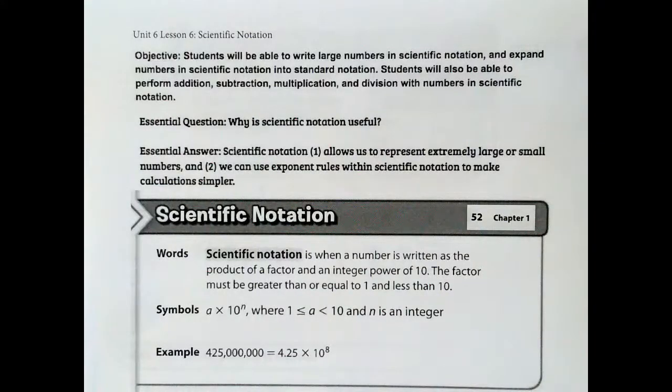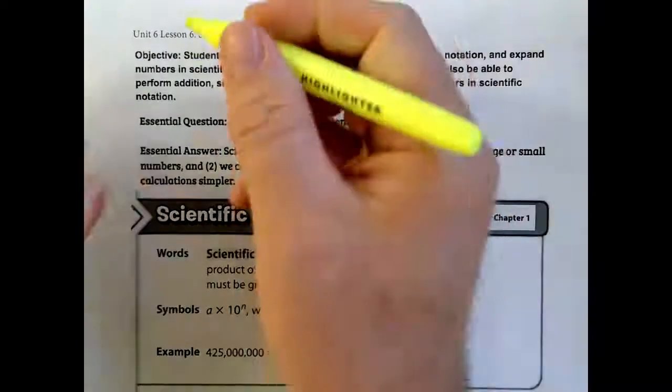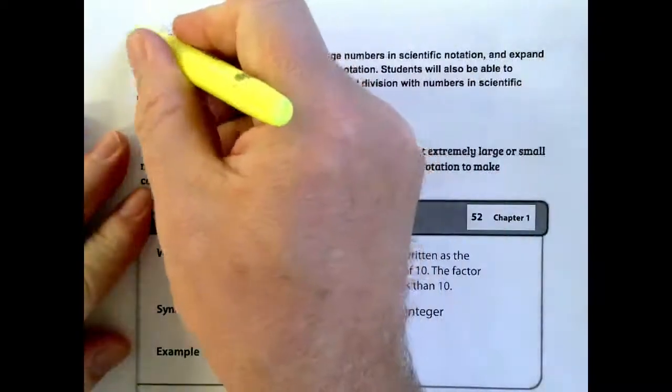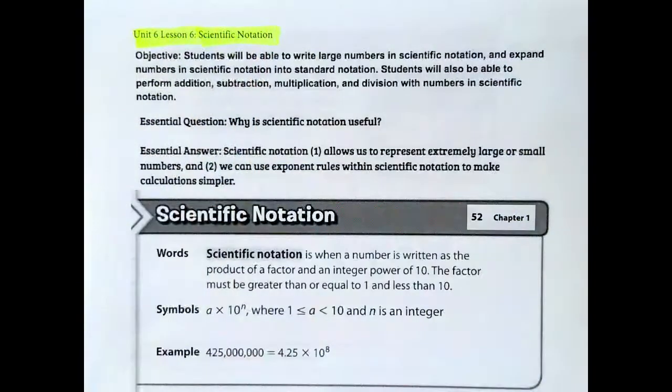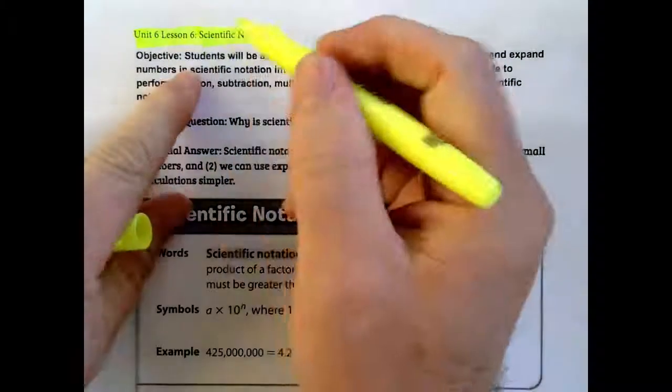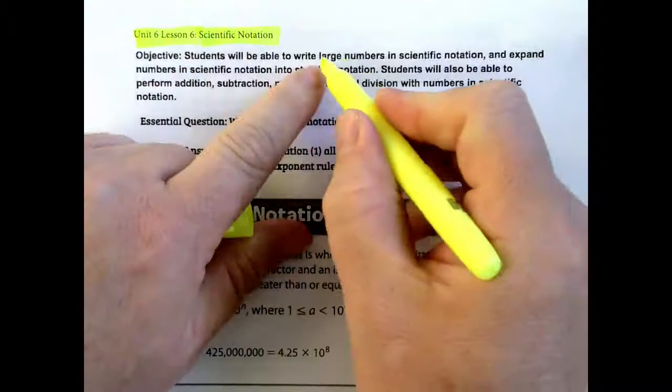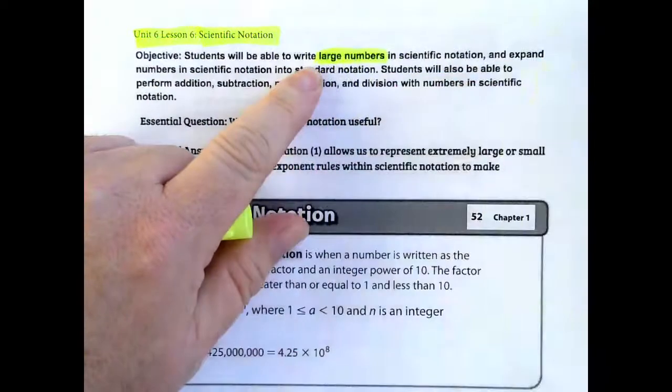Welcome everybody to Unit 6, Lesson 6, the final lesson of the year: scientific notation. Students will be able to write large numbers. So we're talking about very large numbers.